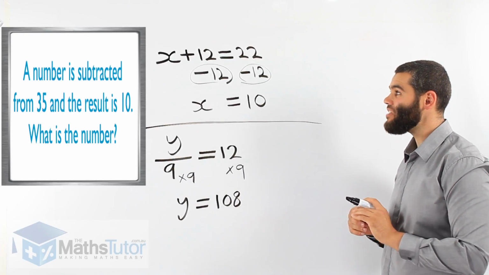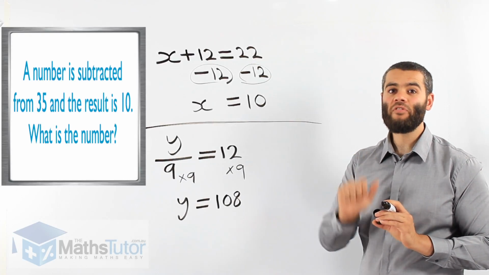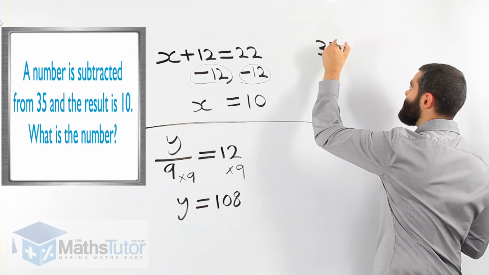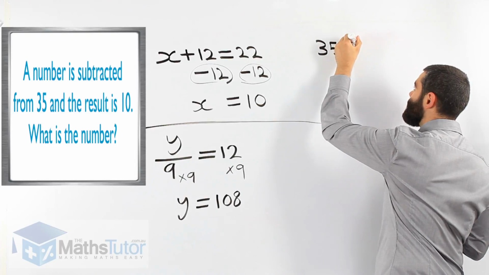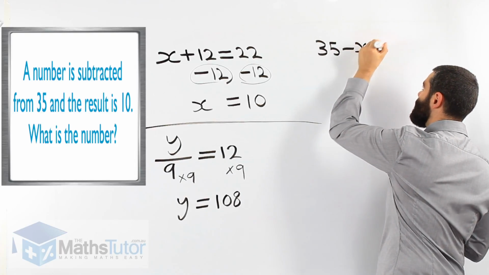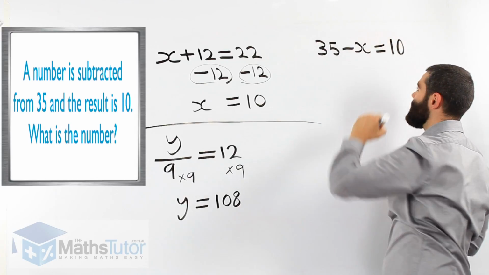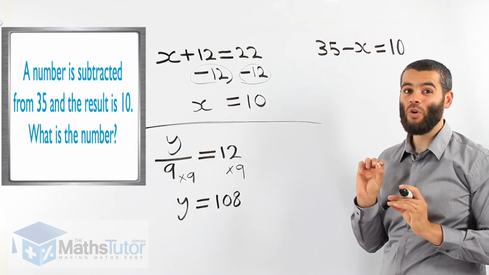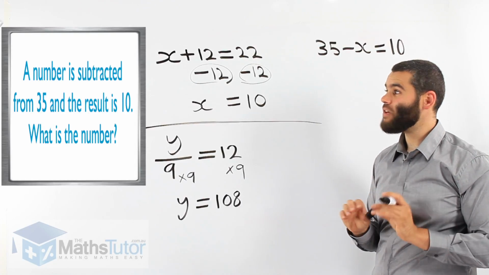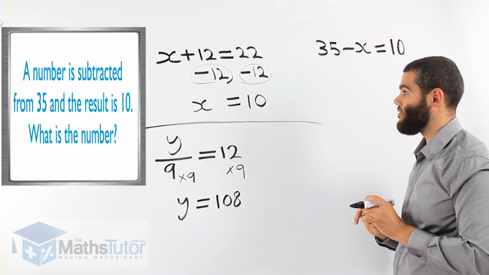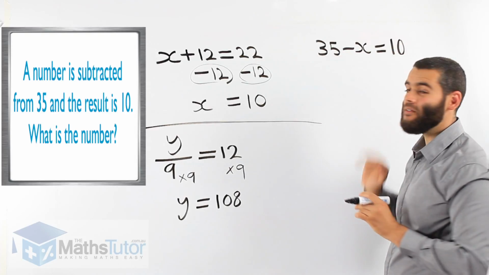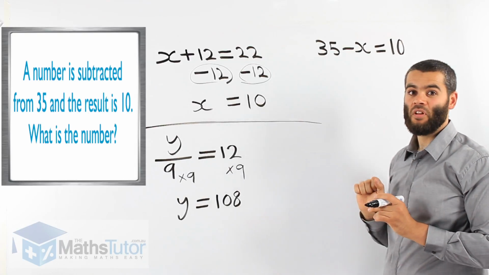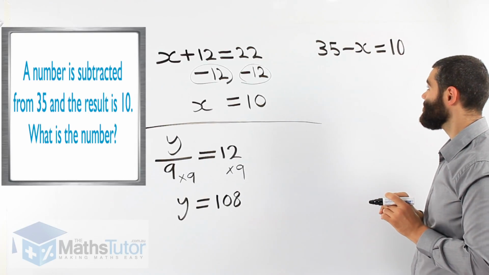That means if we're saying a number is subtracted from 35, meaning 35 is taking away the number, we're going to be left with 10. Very important. The word from, that's a key word there. A number is subtracted from 35. So 35, take away this number. We're going to have 10. Let's see how we're going to solve this one.